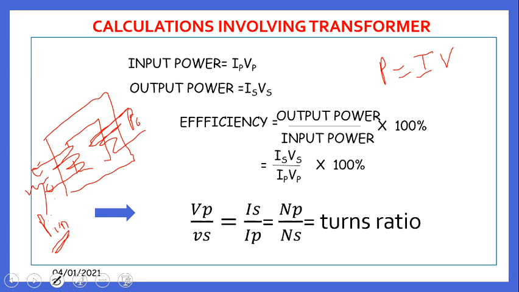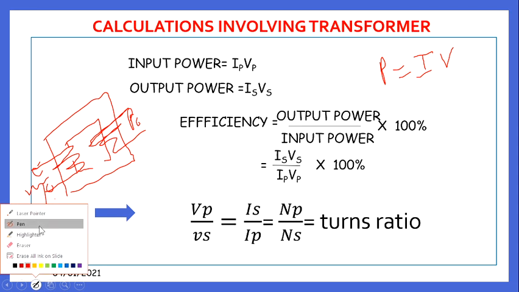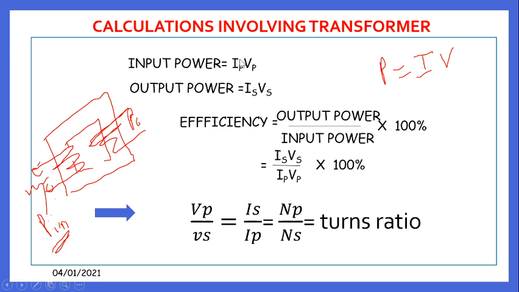The meaning of IP is what? The current at the primary winding, the input side or the main side. And VP is the primary voltage or the source voltage. Then the output power is the same thing as what? ISVS. That is the current at the secondary and the voltage at the secondary.